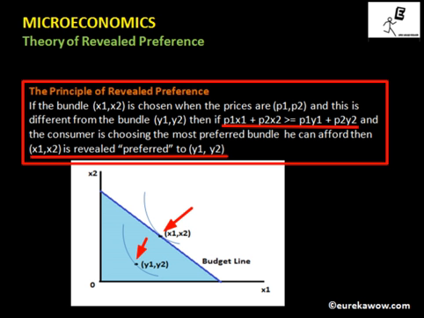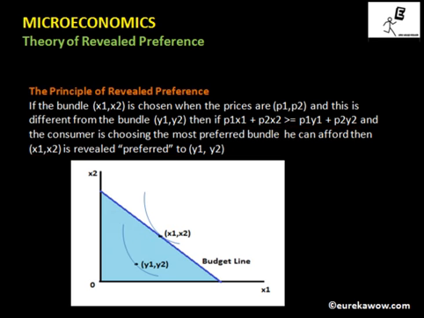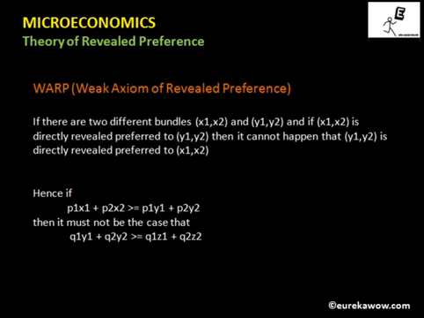In other words, if the bundle y1 comma y2 is less costly than the bundle x1 comma x2, then we say that x1 x2 is revealed preferred to the bundle y1 comma y2. Now we will look into the weak axiom and the strong axiom of revealed preference. Weak axiom of revealed preference.